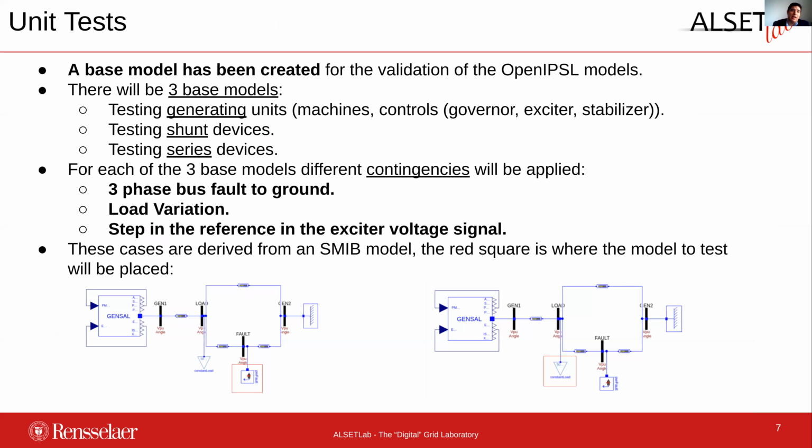And for this, we've created different unit tests. We have three different kinds of base models: generating units, shunt units, and series devices. For each of these three types of models, we'll be creating three different types of contingencies: three-phase bus fault to ground, load variation, and a step in the reference of the exciter voltage signal. These cases will be derived from the SMIB, and they are very useful because if the results are the same in PSS/E and in Modelica, we can take it that the model has been validated.